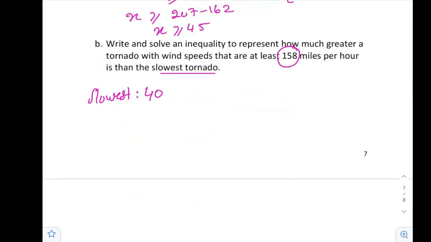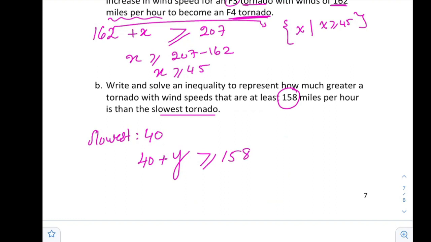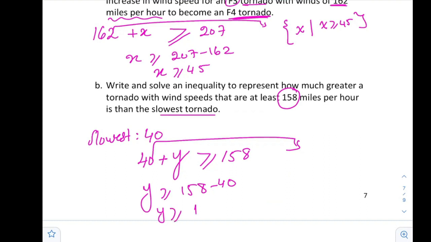How much do we need to add to this slowest to be 158? So the same thing, we will do 40 plus an amount. Y is how much greater the tornado with wind speeds that are at least 158 miles per hour is, and at least means greater than or equal to 158. I will solve this inequality by subtracting 40 from both sides. So 158 minus 40, which is at least 118. We can say the solution is y such that y is more than or equal to 118.